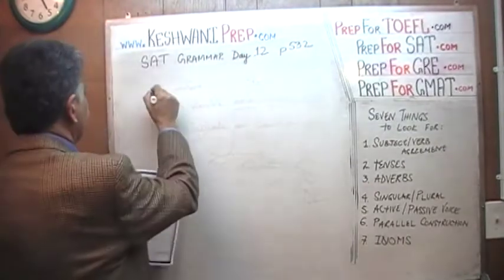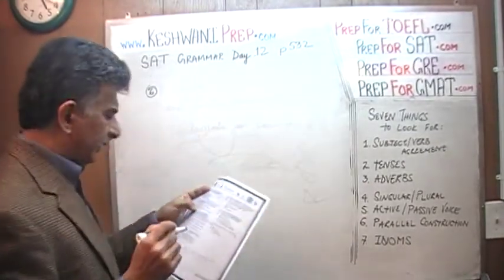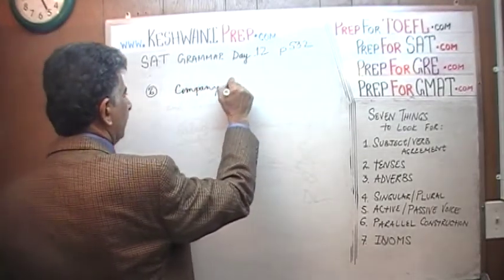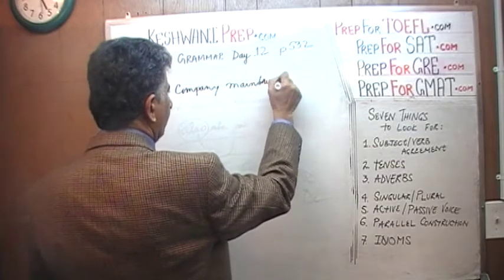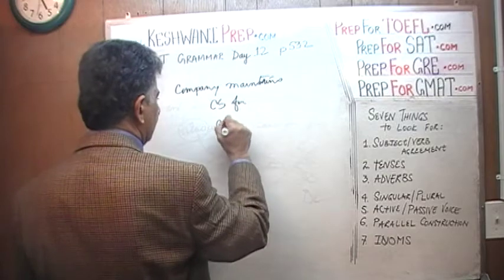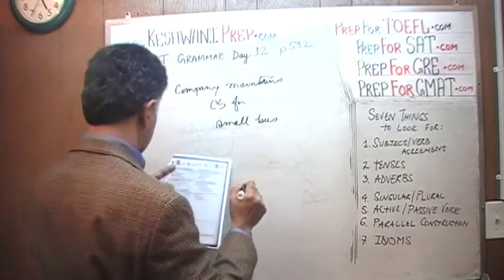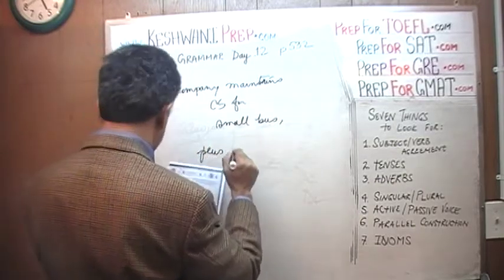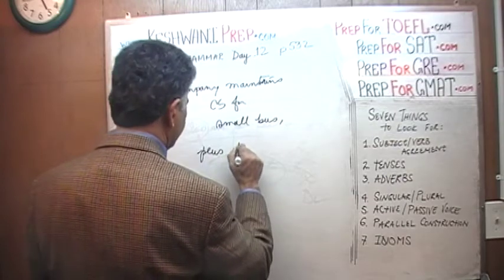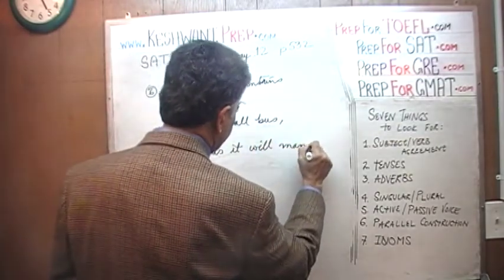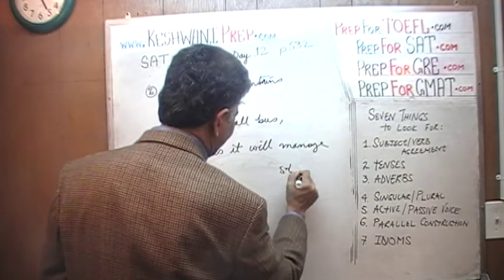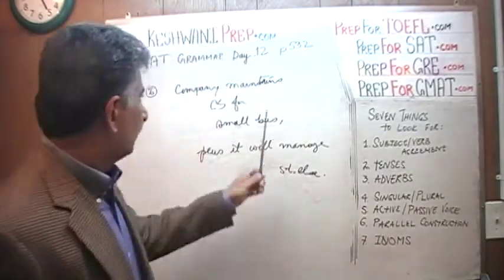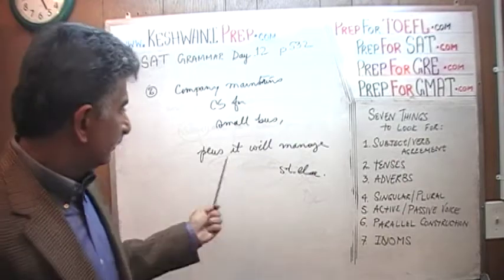Number 6. The company maintains computer systems for small businesses. Company maintains computer system for small businesses, plus it will manage something else. This is what the sentence says. The sentence says that the company maintains computer system for small businesses, plus it will manage something else.